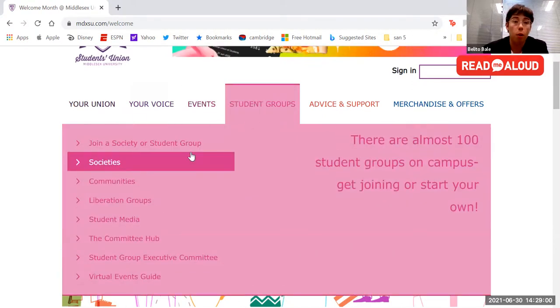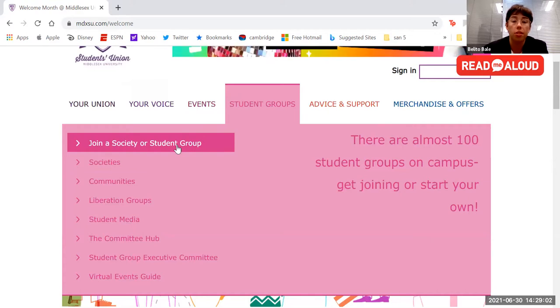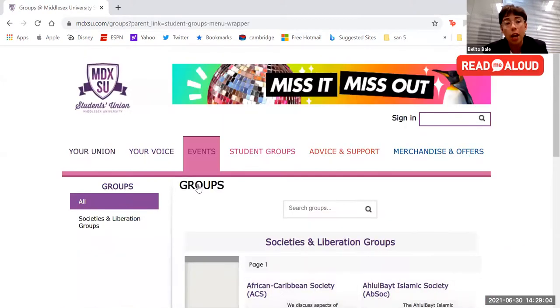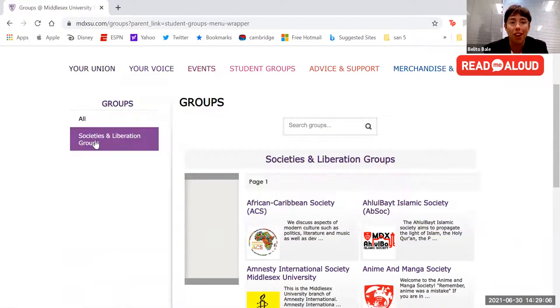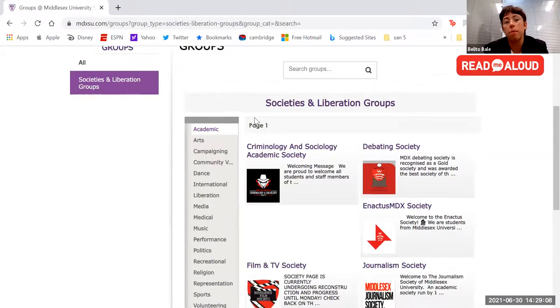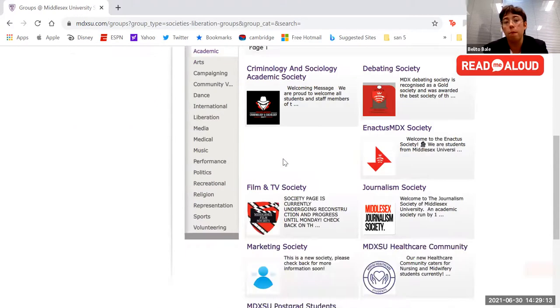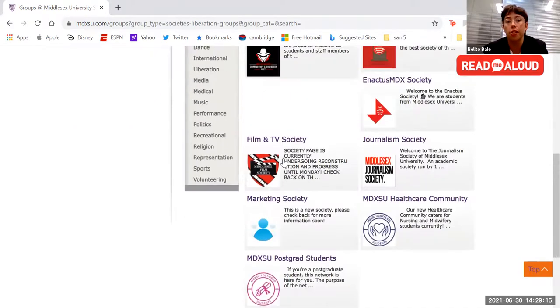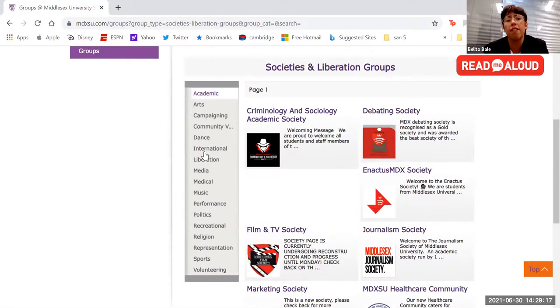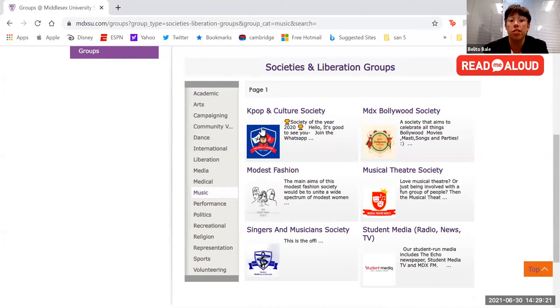And I'll show you briefly what our societies look like. Obviously I talked a lot about how many societies we have, but I'll show you in full how many societies we do have. And they're split up into all these different categories. Feel free even now to pop through and have a look at the ones you can join. Say you wanted to get involved in anything to do with music, you could go on the music tab and you can see there's a K-pop and culture society, Bollywood, musical theater, modest fashion as well. That's a really big society that we have.